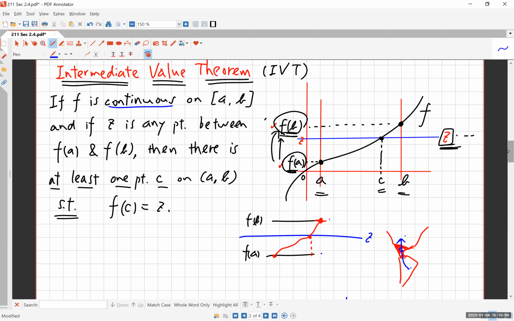That leads us to the end of section 2.4. We have one more section left in chapter 2, and that will be on the precise definition of limits.